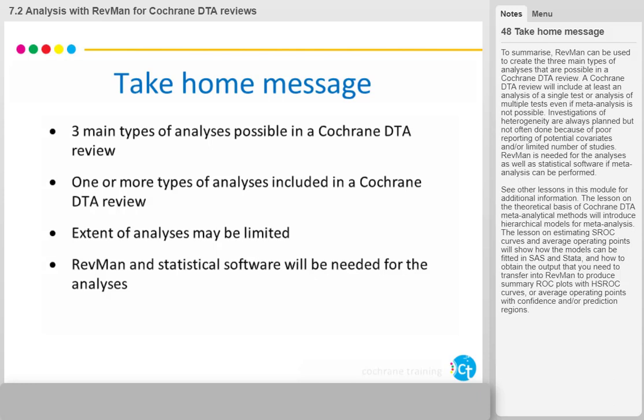To summarize, RevMan can be used to create the 3 main types of analysis that are possible in a Cochrane DTA review. A Cochrane DTA review will include at least an analysis of a single test or analysis of multiple tests, even if meta-analysis is not possible. Investigations of heterogeneity are always planned, but not often done because of poor reporting of potential covariates and/or limited number of studies. RevMan is needed for the analysis as well as statistical software if meta-analysis can be performed.